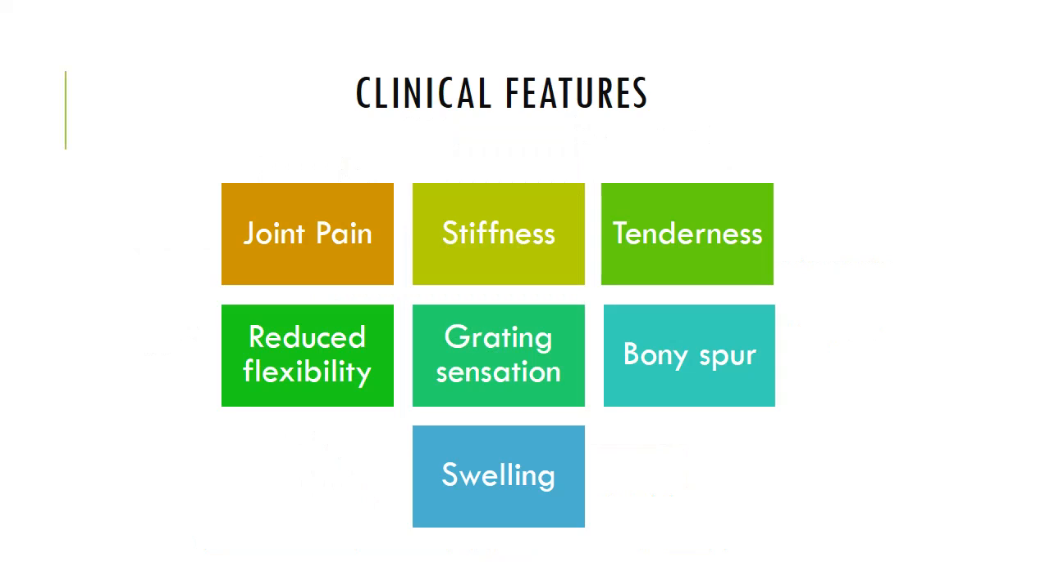Clinical features include pain in the joints that aggravates with activity and relieves with rest, stiffness usually in the morning or after prolonged sitting, tenderness, where slight pressure on the joints may cause pain, and loss of flexibility due to which the range of joint movement is affected. On moving the joint, there is a grating or cracking sensation. Bone spurs are formed, which are extra bits of bone that form around the affected joint. Swelling occurs due to inflammation of the tissues around the joint.